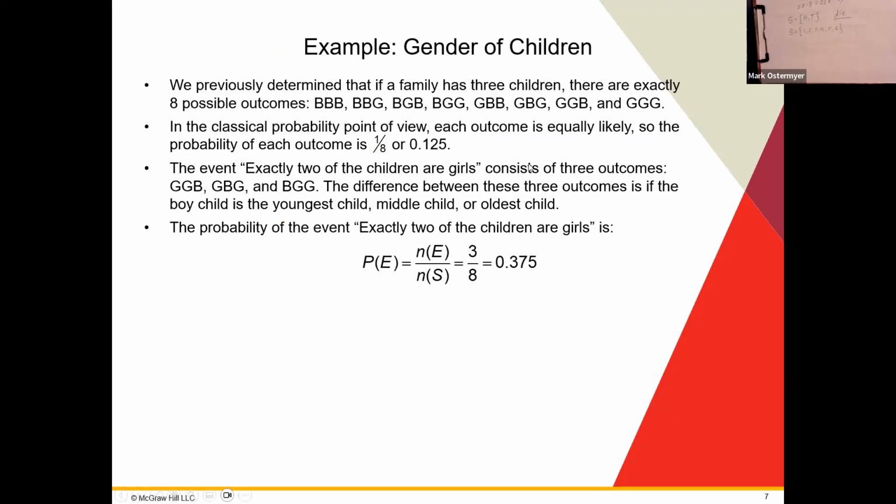All right, if you go back to our gender example where there's 8 possible outcomes for having 3 children, assuming that each gender has an equal chance of occurring on any given trial or birth, that's the key assumption, then we can use the equal likelihood model for computing probabilities. So in the classical or the equal likelihood probability point of view, each outcome is equally likely. So the probability of each outcome, okay, is going to be 1/8 or 0.125.